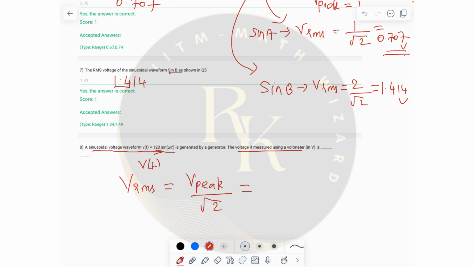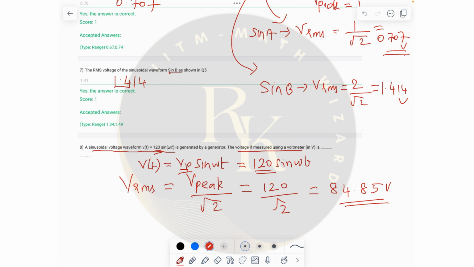In the previous questions we have solved many things: Vt equals Vp sin omega t. Here Vp is the peak voltage, so it represents 120 sin omega t. V peak is 120, so 120 by root 2 gives us 84.85 volt. This is the right answer, 84.85.